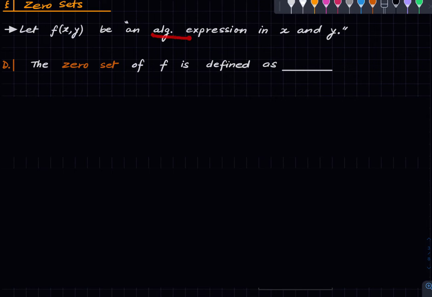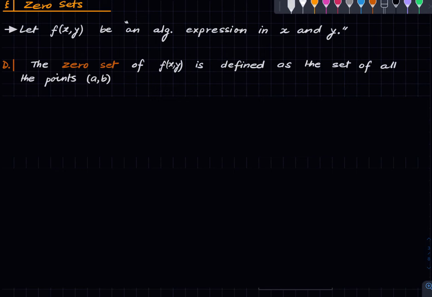Formally, what I mean is a polynomial in two variables. But I'm sure we anyway understand, at least intuitively, what is an algebraic expression in two variables. Okay. So once we have such an algebraic expression, the zero set of this, f(x, y), is defined as the set of all the points (a, b) in the plane, in the Cartesian plane, such that this is 0.